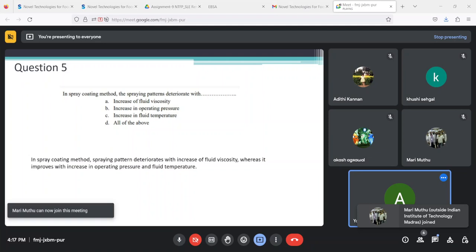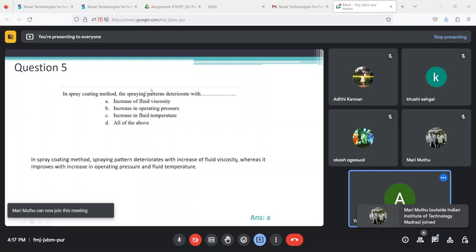This is the property of a liquid, sorry. In case of liquid, increase in temperature results in decrease in viscosity. And you actually want a decrease in viscosity to easily spray it into small droplets and then spread the coat. So you want as low viscosity as possible. So you need to increase the temperature and increase the operating pressure, but decrease the fluid viscosity. Hope this is clear. The spraying pattern deteriorates with increase in fluid viscosity because it becomes difficult to spread the coat, whereas it improves with increase in operating pressure and fluid temperature. So the answer is option A here.